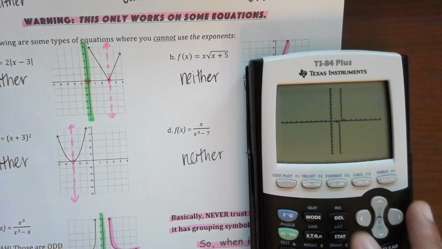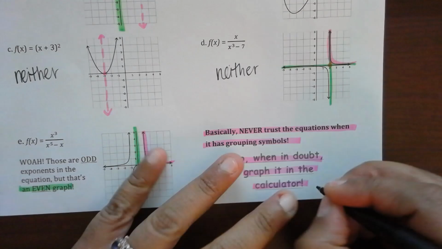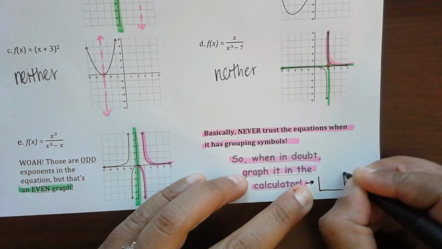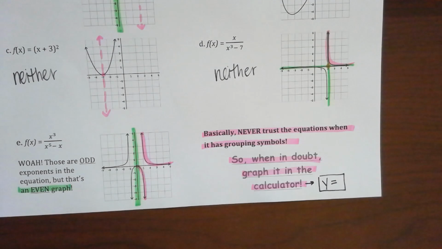We need to add this little note right here at the bottom where it says calculator. We need to put a little arrow and we need to put the y equals button. That way you remember that that's the button that you press to graph.